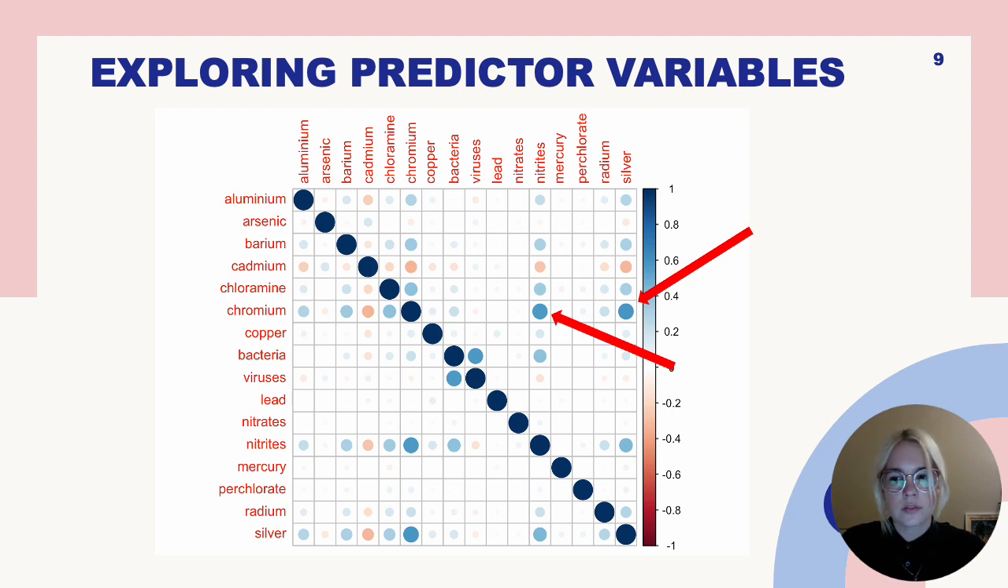Chromium was the strongest predictor I found from the bubble plots I just showed previously, and neither nitrates nor silver had good plots, so I went ahead and removed those from the data set and kept chromium for model building. So this concludes the data prep and data exploration, and now we are ready to move to model building.